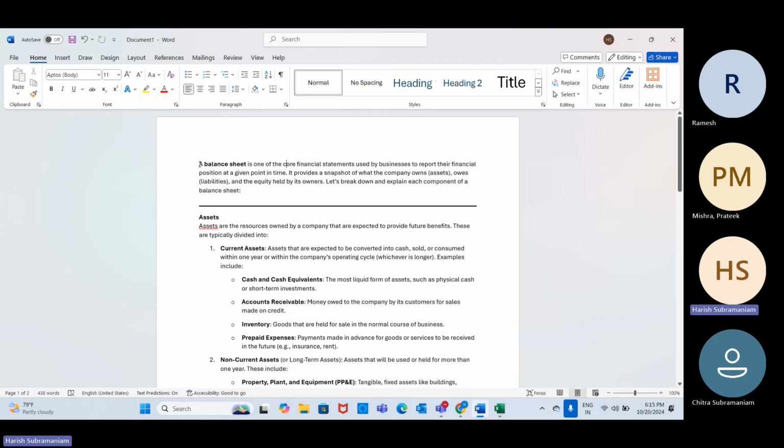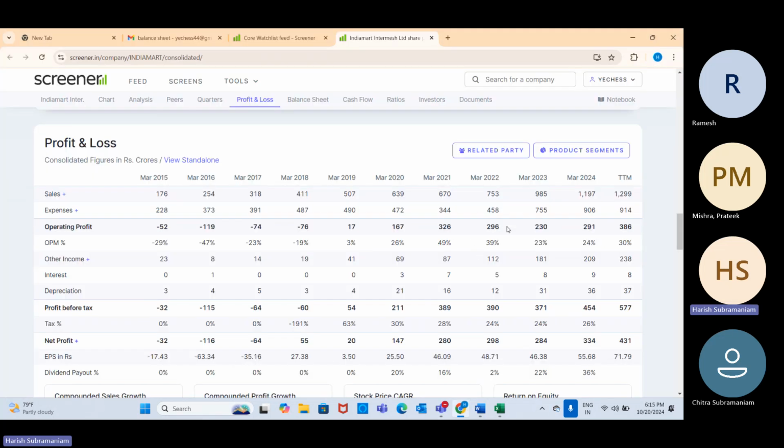So the first thing is a balance sheet is a core financial statement used to report their financial position at a given point of time. So this is another key difference between the income statement and the balance sheet. Now when we look at the income statement, and this income statement says March 2024, right? Profit and loss March 2024.